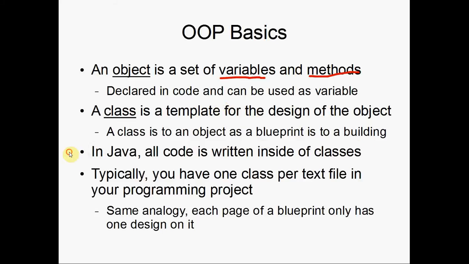And this is kind of important. In Java, all code is written inside of classes. This isn't the case in some other languages like C and C++. Typically, you have one class per text file in your programming project. And a similar analogy, each page of a blueprint should only have one really intricate design on it.